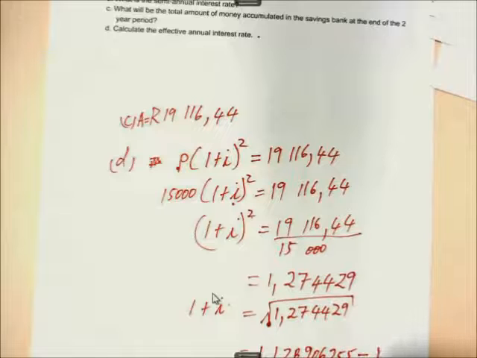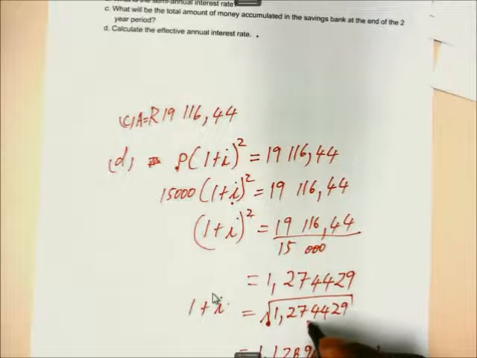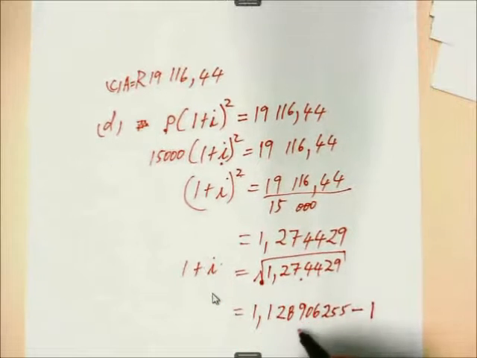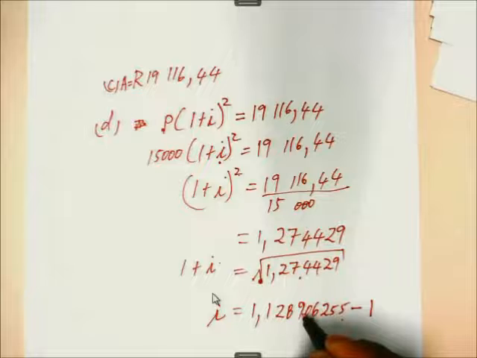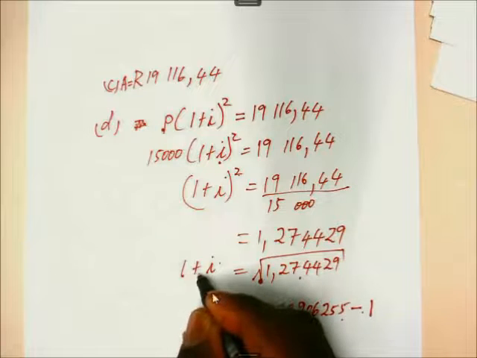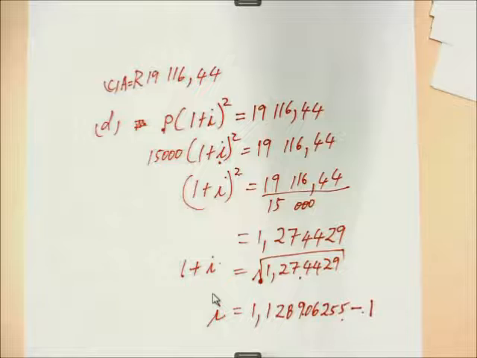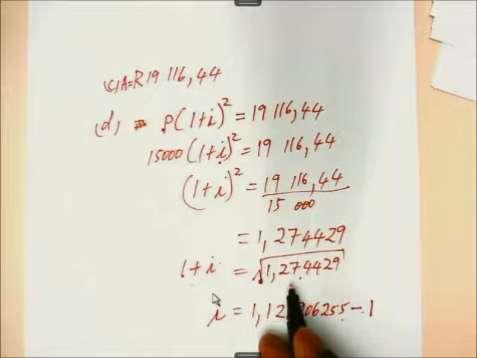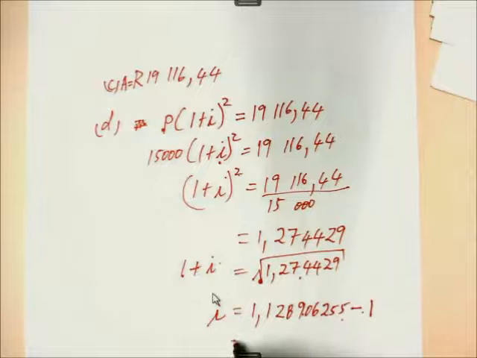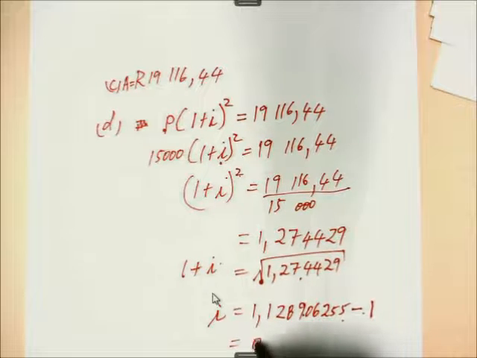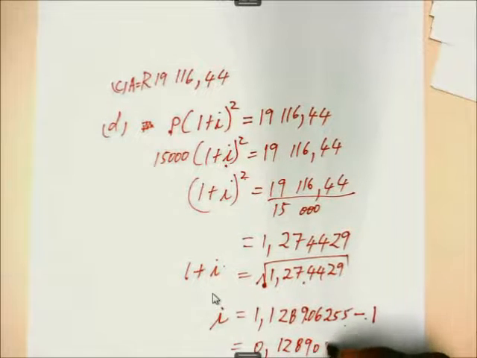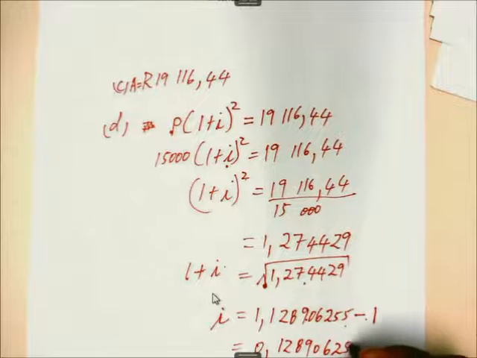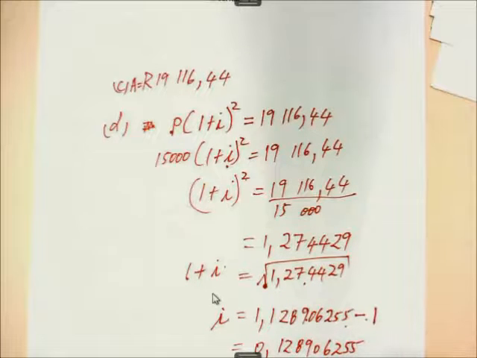Minus 1. Then this one is square root of 1,274429. Okay, then this is the answer, and then here we find our I to be the square root of that minus this one, because 1 was added to I according to the laws of equations. Then if you want to transpose this one, you have to subtract it there. So then what is the answer there? We're going to get our I to be 0,128906255. Then what is your I there?